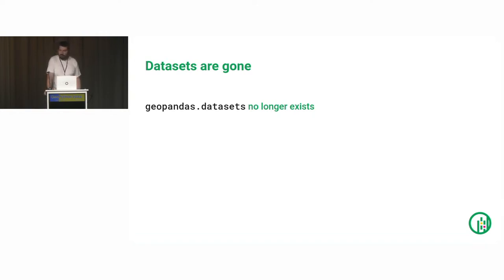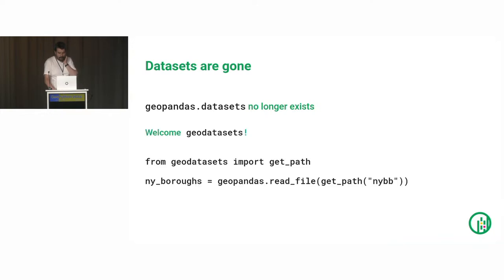The GeoPandas datasets module no longer exists. We had it for a long time. It was used across our documentation, and it was used across a lot of teaching materials from the whole community, but we decided to remove those and replace them essentially with a new package that lives on its own. It's called GeoDatasets. And for example, if you want to get the New York boroughs dataset, which was originally included in GeoPandas datasets, the API is not changing a lot. You just import get_path from geodatasets instead of geopandas.datasets.